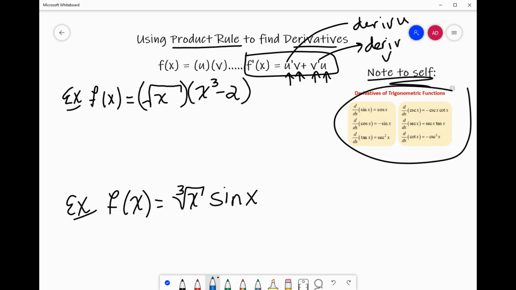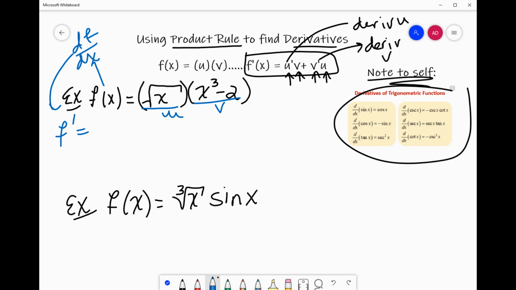All right, here we go. So f prime of x. Like I said, f prime is just the derivative of f. If I'm going to try to find the derivative of f, it's f prime. I can call it df dx, either one. So here's my u, and there's my v.